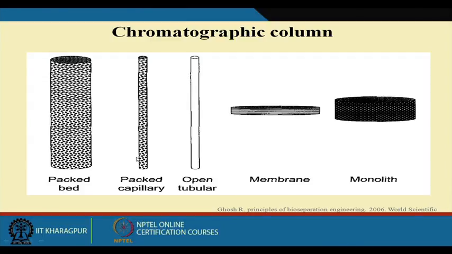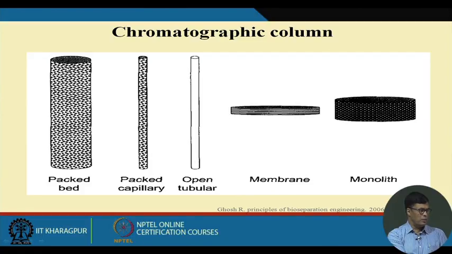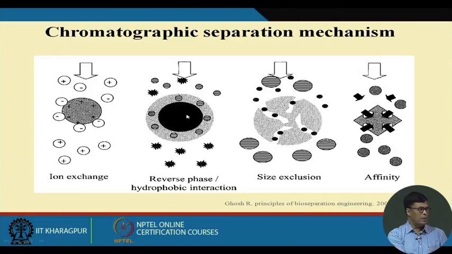We can see the capillary column is quite long, and when the sample passes through this capillary column, the different components present there will be separated from each other, and this is the packed column. This is usually made of stainless steel, and this is made of polymeric material, and this is made of stainless steel. This is a bit shorter, and this is very long. And then how the particles are separated from each other: ion exchange, reverse phase, hydrophobic interaction, size, inclusion and affinity. These are the different techniques through which the particles can be separated from each other.